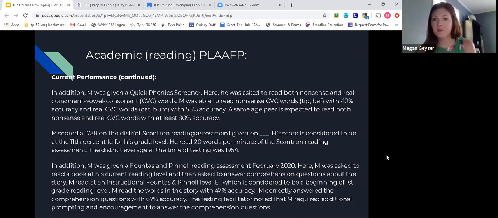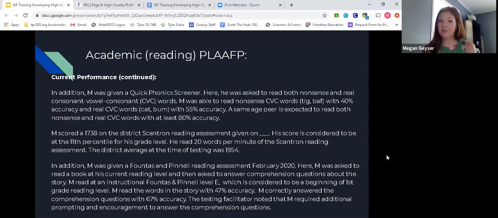So nonsense CVC, I put in there actual examples of the words that he was asked to read with those nonsense, like tig, bath. And he completed that with 40% accuracy. And then he read real CVC words. Once again, I've got examples of those in there. And then I'm tying that to what is expected of a same age peer. In second grade, a same age peer is expected to read both of those, nonsense and real words, with at least 80% accuracy.